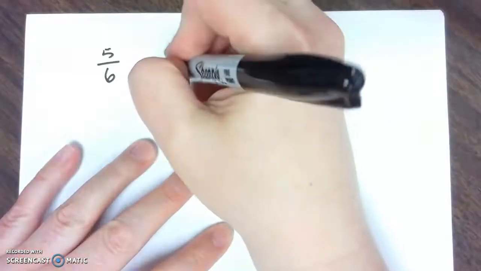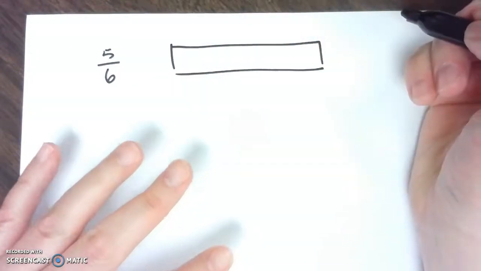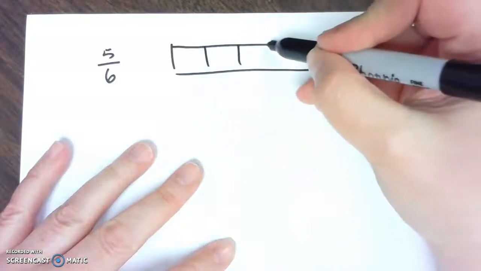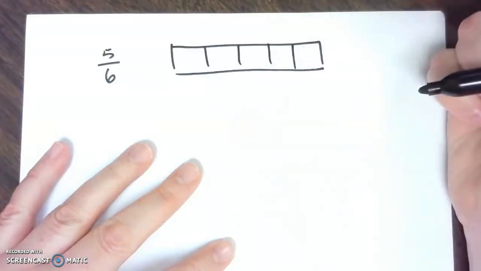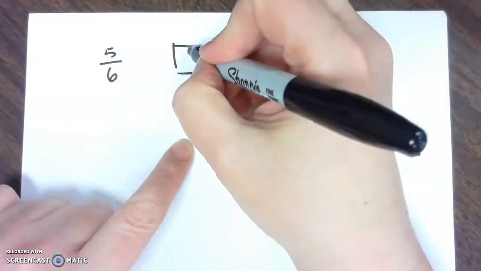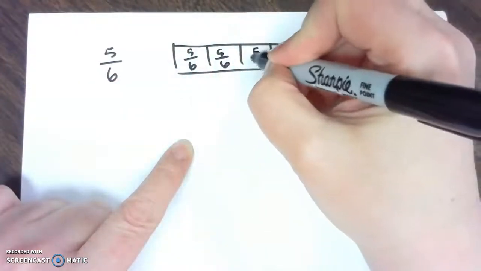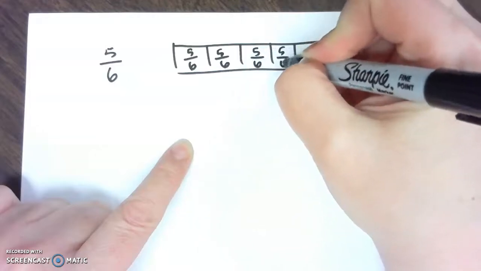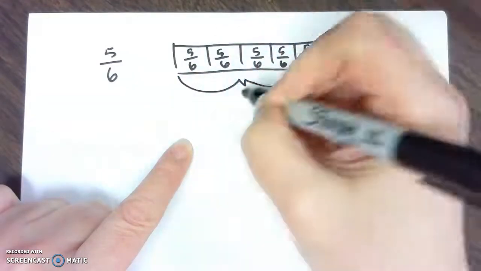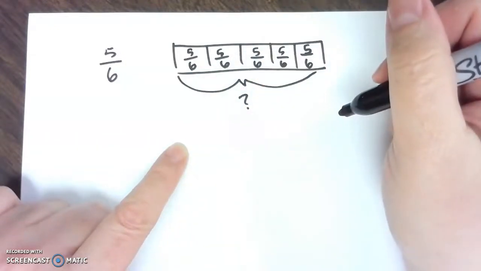So I'm going to draw a tape diagram. And if we have 5 days, I need 4 lines. And so each of these is a day. 1, 2, 3, 4, 5 days. So in each of these days, this person rode their bike 5/6 of a mile. And we want to know how many miles did that person ride their bike altogether.